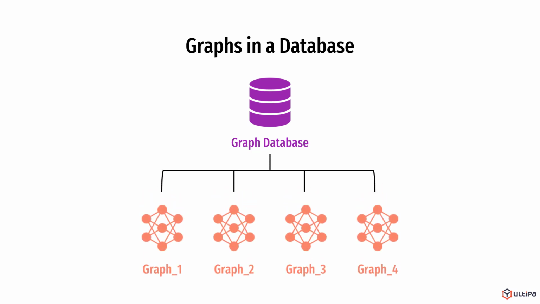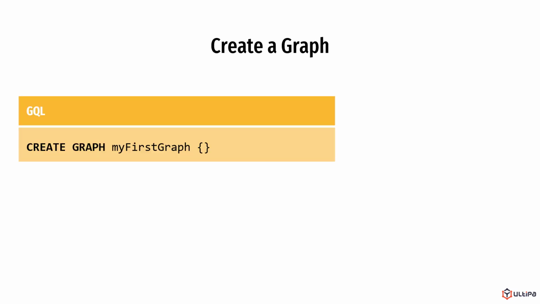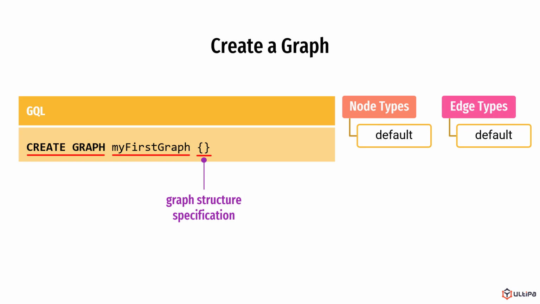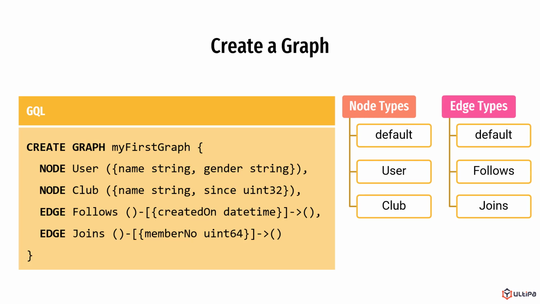An Ultipa graph database can host one or more graphs, each serving as an independent domain of interconnected nodes and edges. To create a graph, use the Create Graph GQL statement followed by the graph name and the graph structure specification. If you leave the graph structure specification empty, no node or edge types will be created other than the built-in default node and edge types. You can create node and edge types while creating the graph.